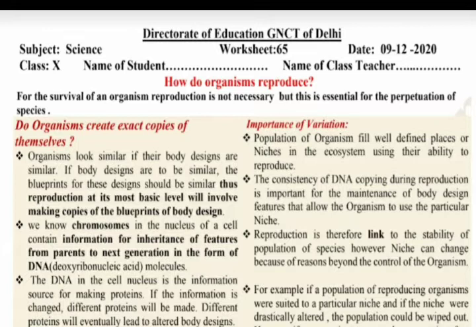How do organisms reproduce? For the survival of an organism, reproduction is not necessary, but it is essential for the perpetuation of species. यानी स्पीसीज को बनाए रखने के लिए रिप्रोडक्शन जरूरी है, वरना स्पीसीज खत्म हो जाएगी.